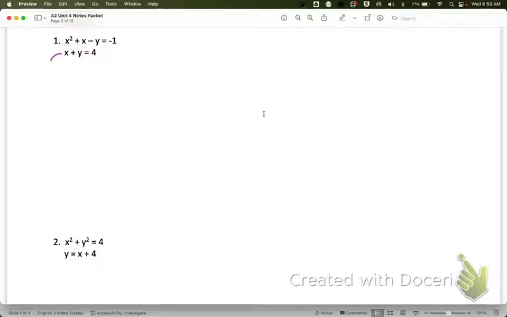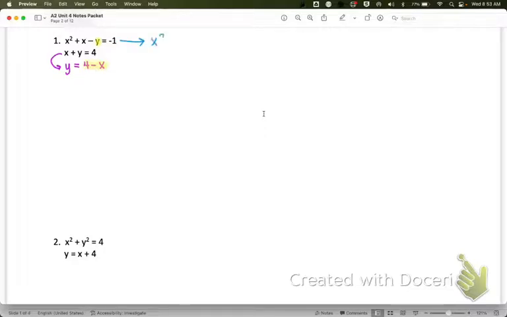So I'm going to solve the second one, and I'm going to solve it for y, so that way I have all x's in the top equation. So if I subtract x from both sides, I'm going to get that y is equal to 4 minus x. So now I'm going to take this 4 minus x, and I'm going to plug it in for y in the original, or the first equation.